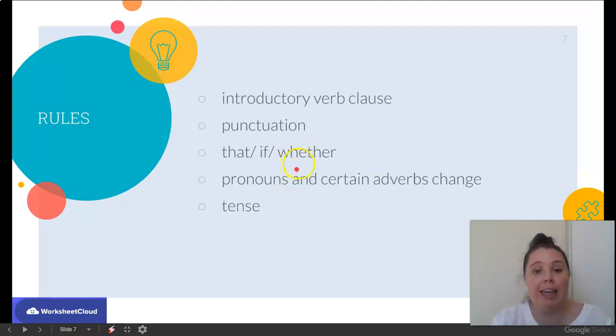We'll be looking at the inclusion of the words that, or if, or whether. We'll also be looking at how pronouns and certain adverbs, mostly of time and place, change. And most important, this is where I think a lot of learners fall short, is with the tense. That ties in with our introductory verb clause. Right, so don't stress if you're a bit unsure now. These are the concepts we will be covering.